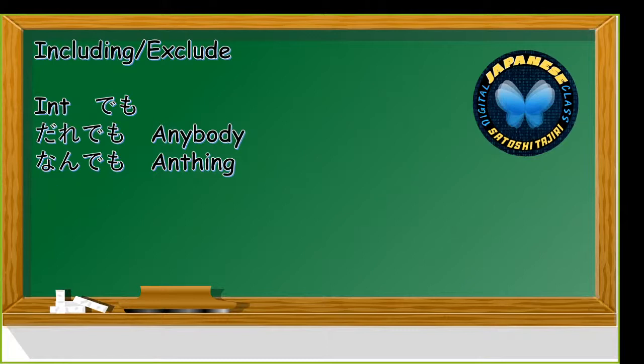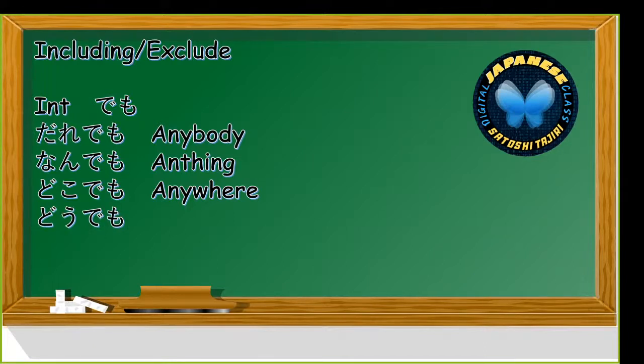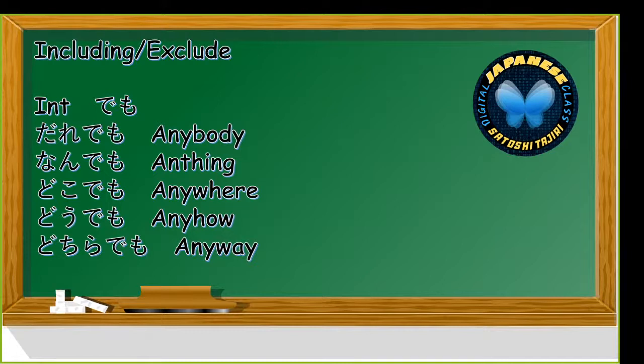How about we have doko, then adding demo, it changes to anywhere. Then we have do demo. Do means how, then becomes anyhow. Then we have dochira demo, anyway. Then next one, itsu demo. This is what I always say to Ri-san. Itsu means when, but adding demo, it becomes anywhen. So instead of anywhen, it becomes anytime. Itsu demo, anytime. Then let's have another thing here.